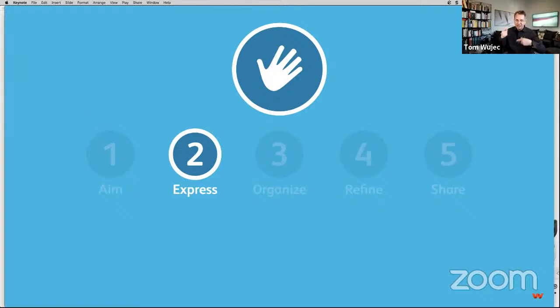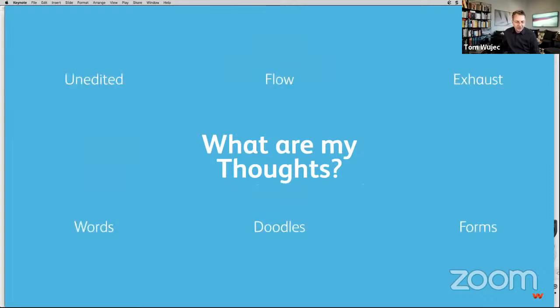We engage the practice of not just seeing, we engage our mind in seeing our mental models. So, what are your thoughts? Put them in the form of doodles and word forms. Unedited, flow, exhaustion. Exhaust, what that simply means is just get everything out. So we're going to take about 3 minutes, and I probably got some Miro music.